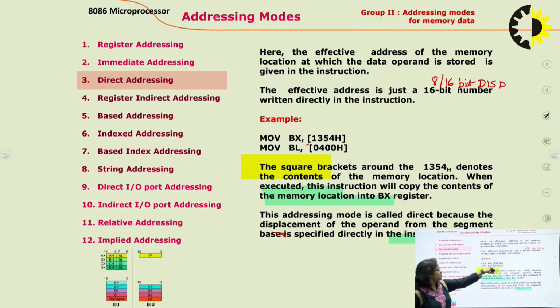So in this case, the memory address will be data segment times 10 plus the displacement. The value at the address and address plus 1 will be copied to the BX register. Or in the second instruction, the content of the location DS times 10 plus 0400 is copied to the BL register. So the first is a word operation and the second example is a byte operation. Since the displacement is directly specified in the instruction, that's why it is called direct addressing mode.